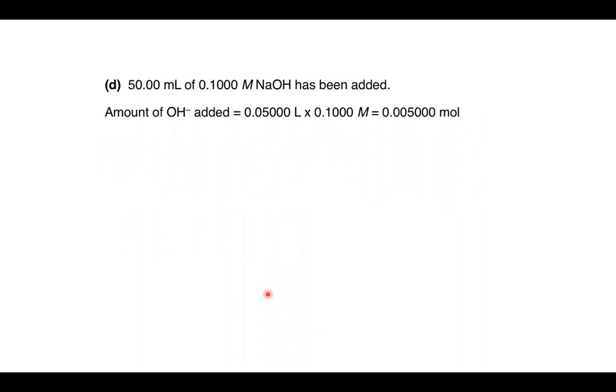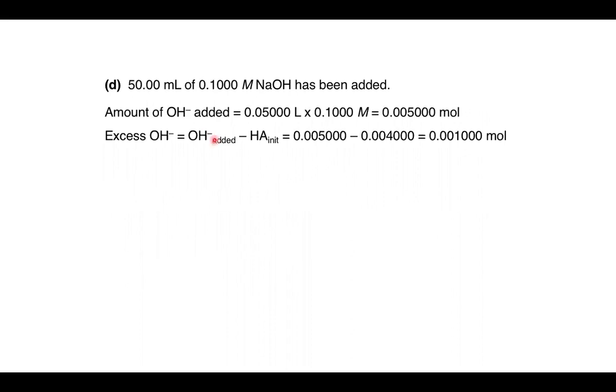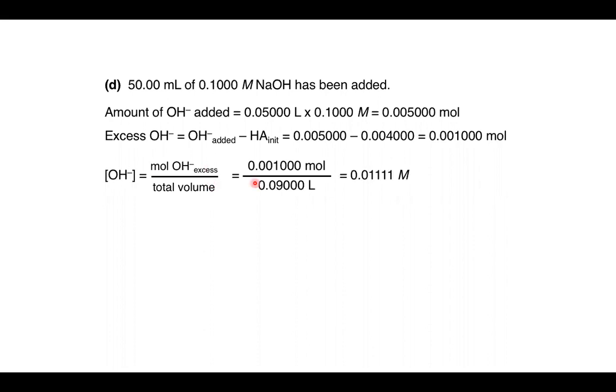Then 50 milliliters, that's beyond the equivalence point. So the amount of OH minus added is equal to this much. Excess OH minus is equal to OH minus added minus HA initial, which is going to be 0.001 moles. And then the hydroxide concentration is equal to the excess moles of hydroxide over the total volume. So that would be 90 milliliters or 0.09 liters. So that would give us a concentration of 0.01111 moles per liter for the hydroxide ion concentration.